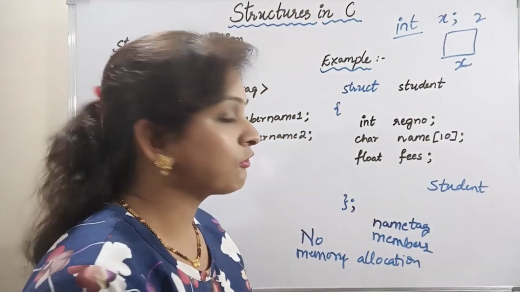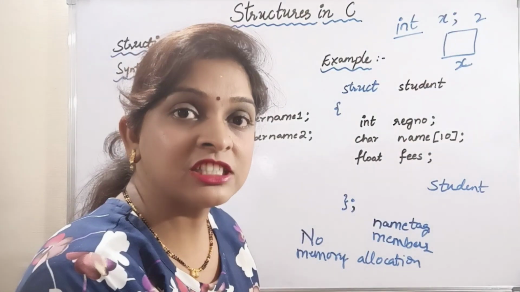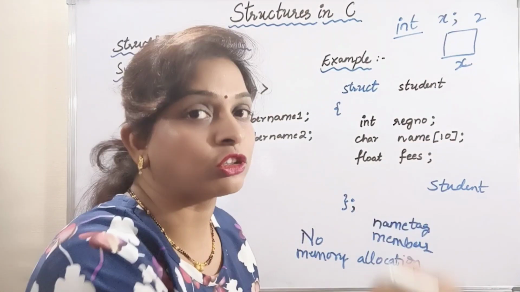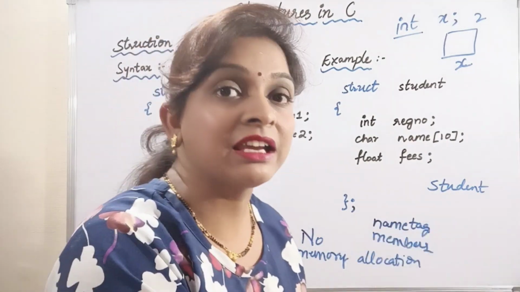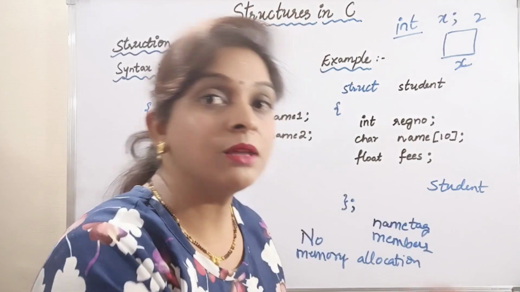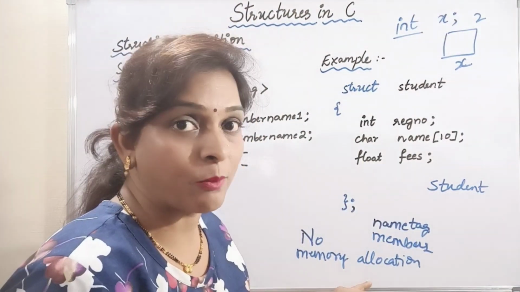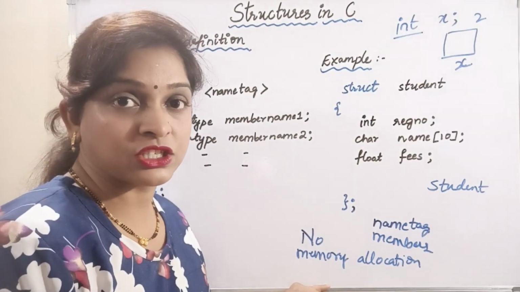So structure definition will provide you the name of the data type followed by the members that specify the different types of values that I can store for that data type. But using that data type, when I create a variable, then the memory will be allocated. For definition, there is no memory allocation. Now let us see the structure declaration.